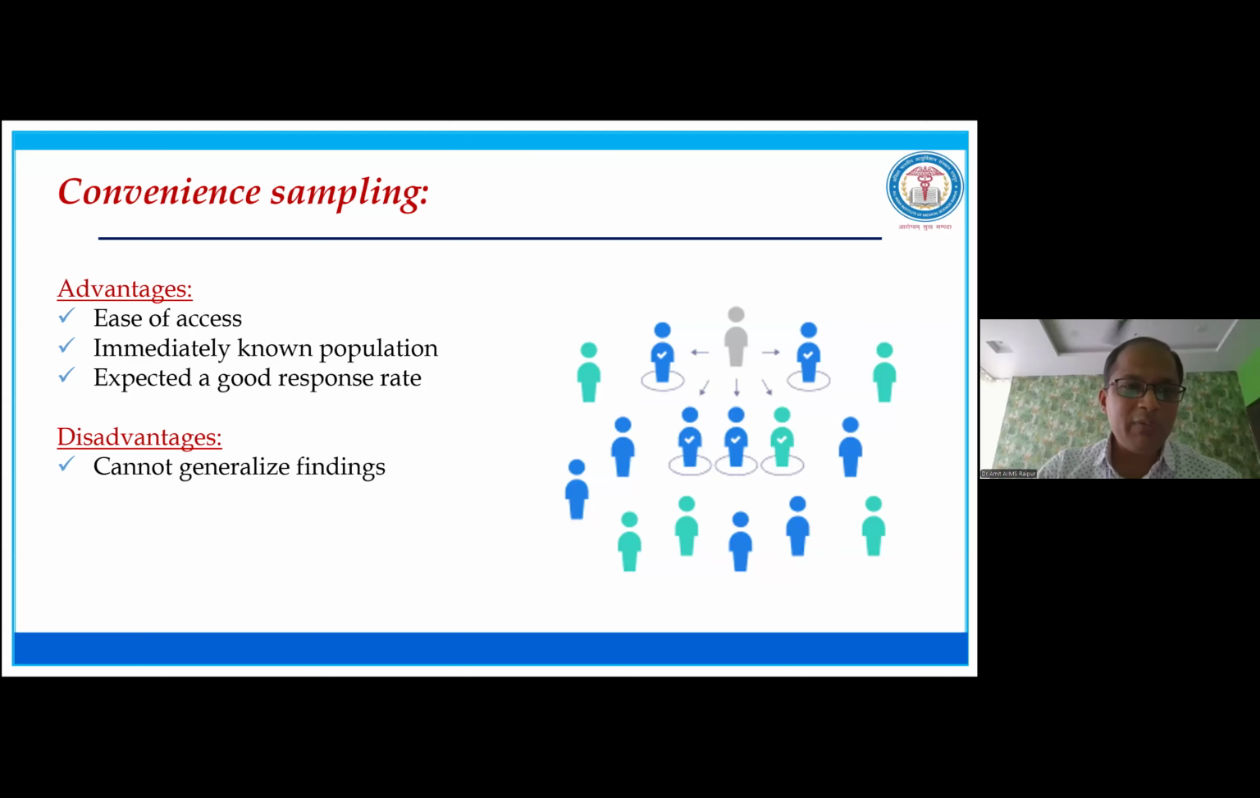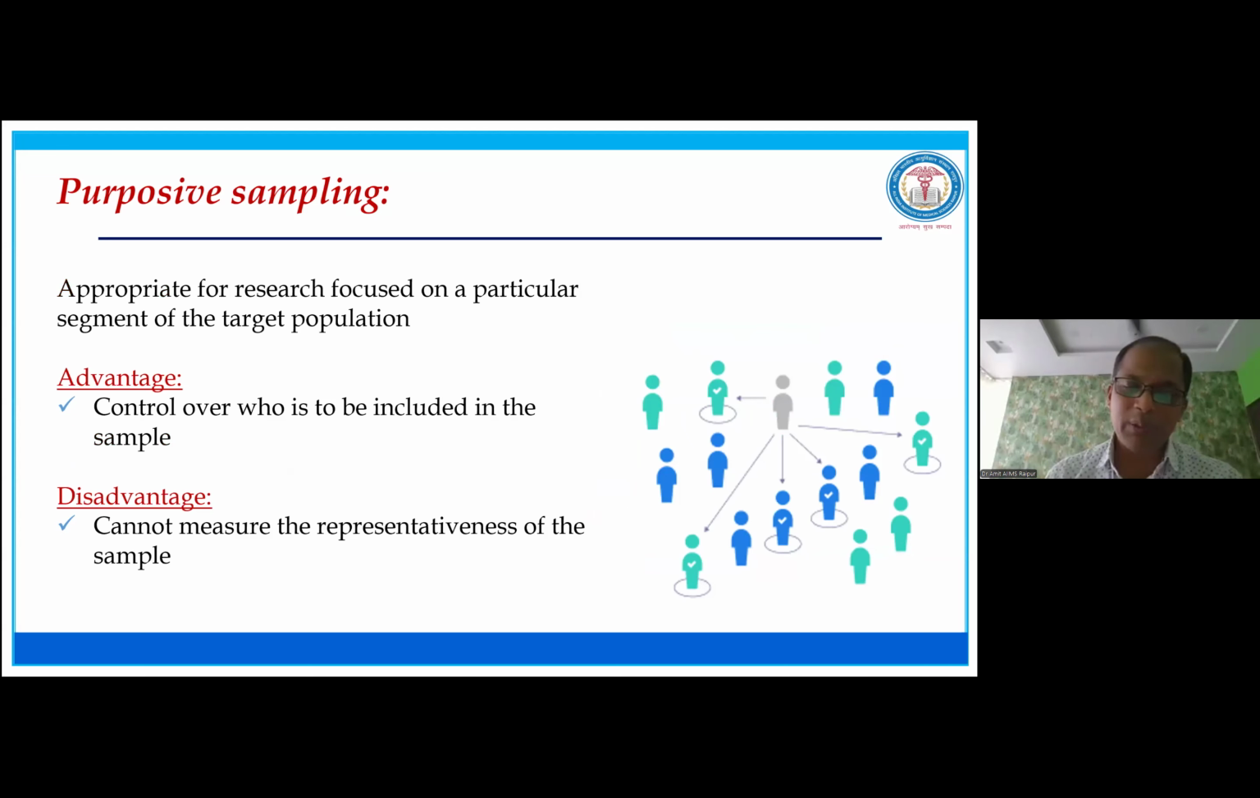So it is easy to apply. It is an immediately known population, we can apply to them, and we can expect a good response rate. Only those individuals we can include in our study or in our sample for data collection. But the problem is we cannot generalize the study findings to the target or reference population, because it is not representative of the target or reference population.